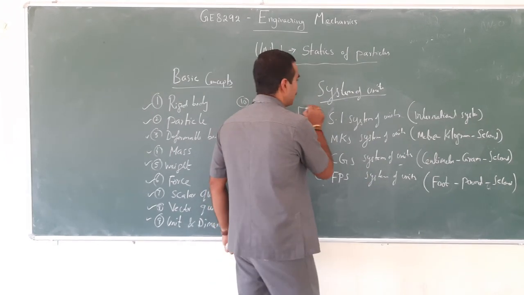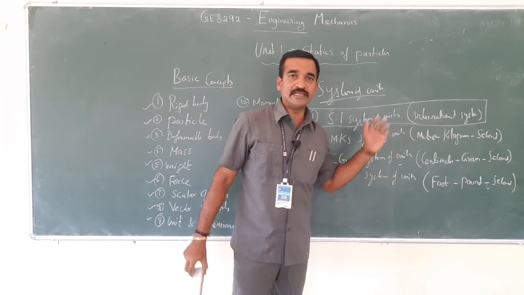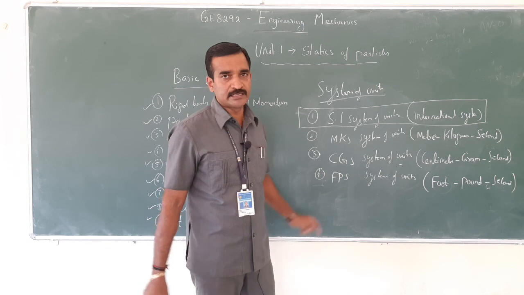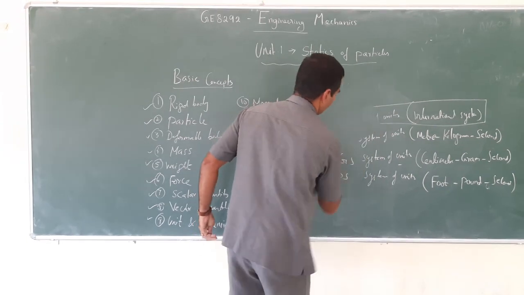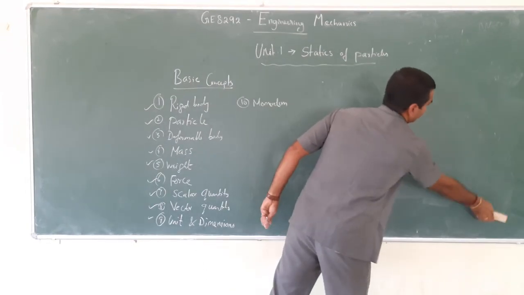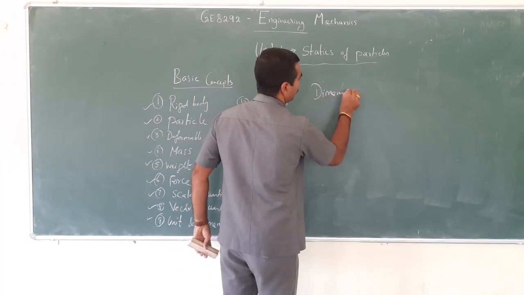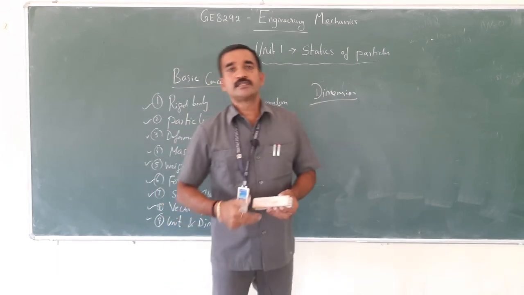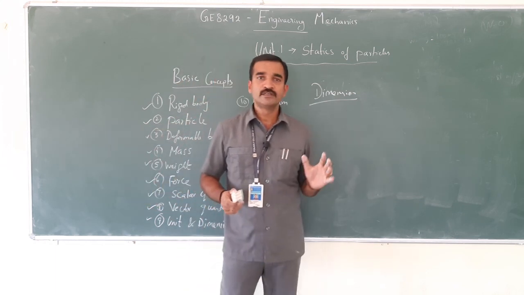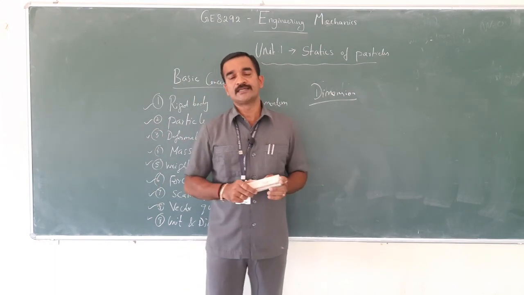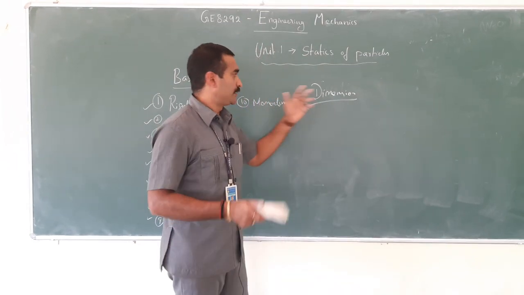As far as engineering mechanics is concerned, we follow the SI system, that is the international system. Most of the countries adopt the SI system. Next, dimension. What do you mean by dimension? A dimension is a qualitative description of physical variables.